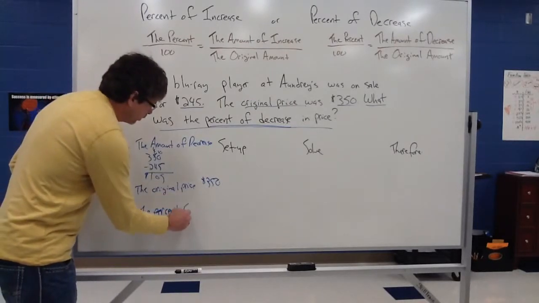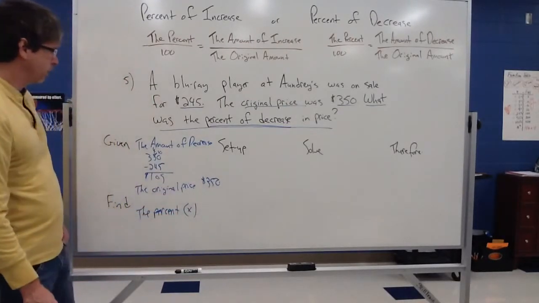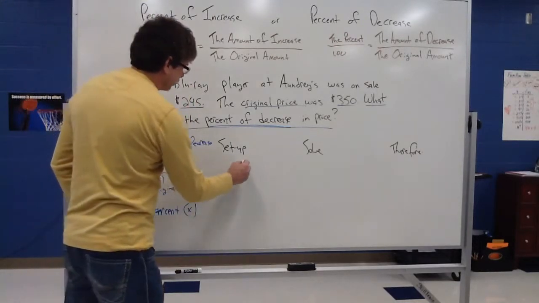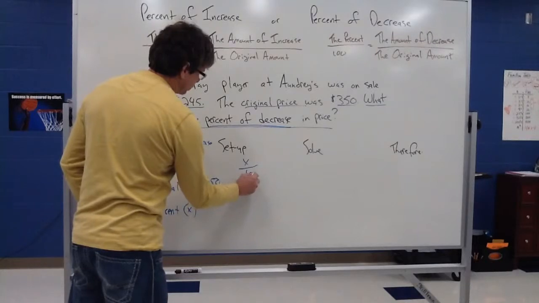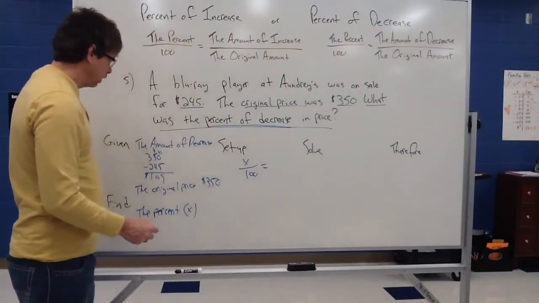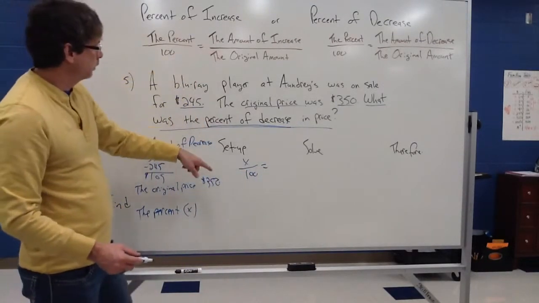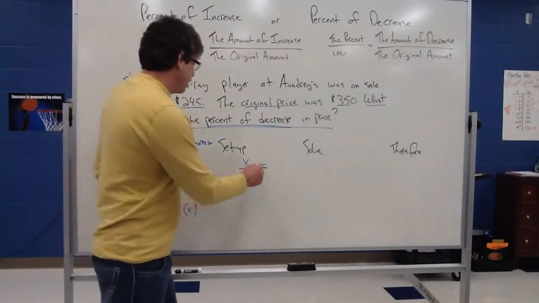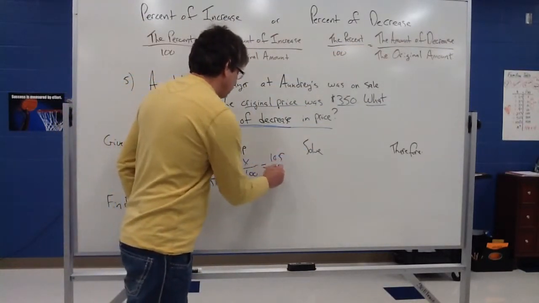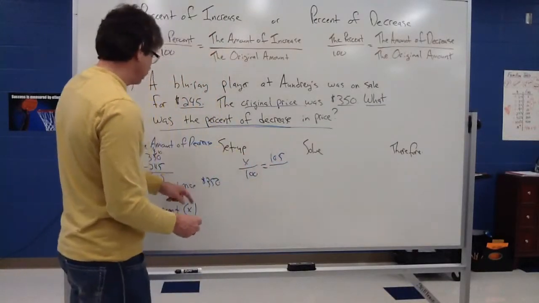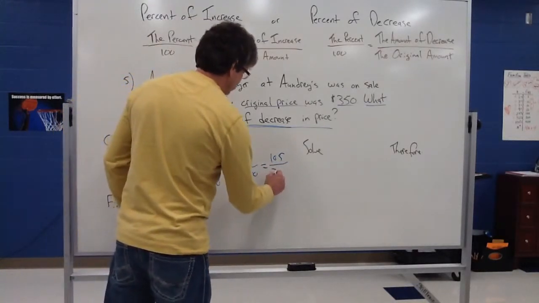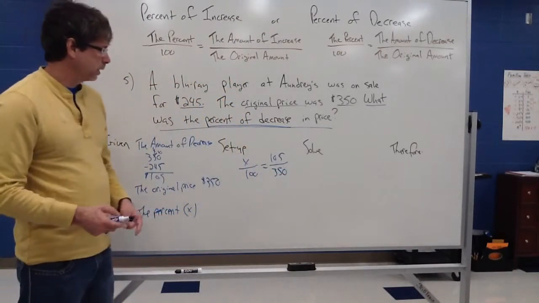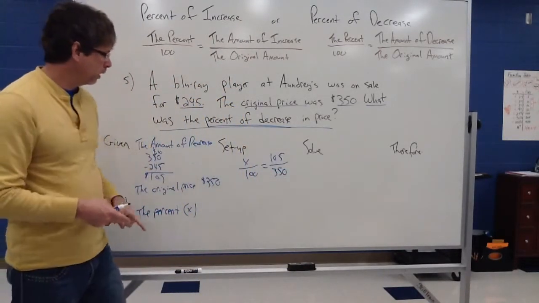And since we don't know that, we can use the letter X to represent that. So for our setup, the percent goes over 100, so X goes over the 100. And then in this case, we're talking about the amount of decrease. That's going to be 105. And the original amount was then the 350. So there's our setup.